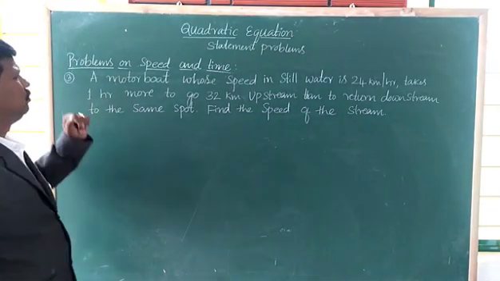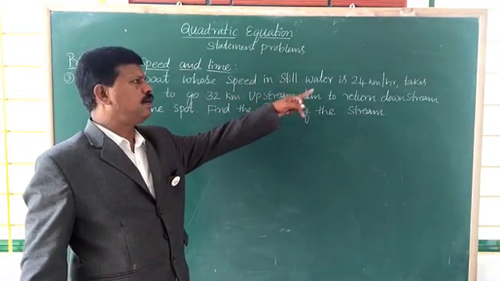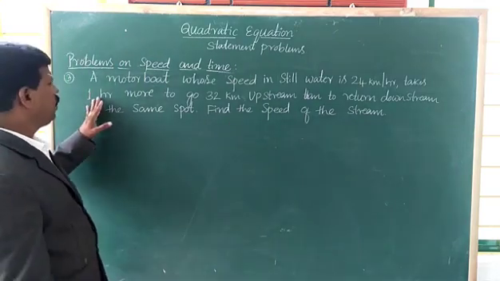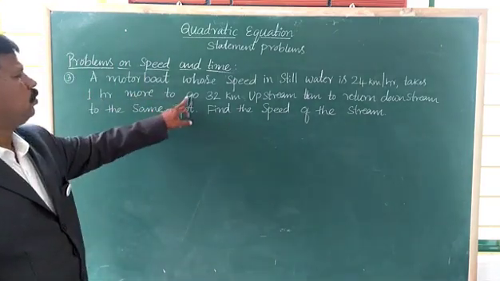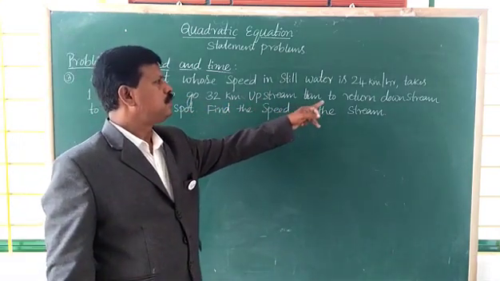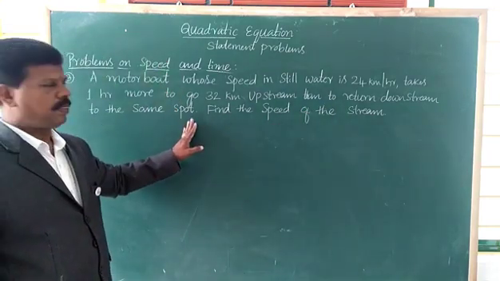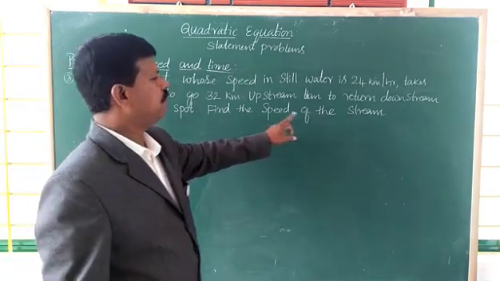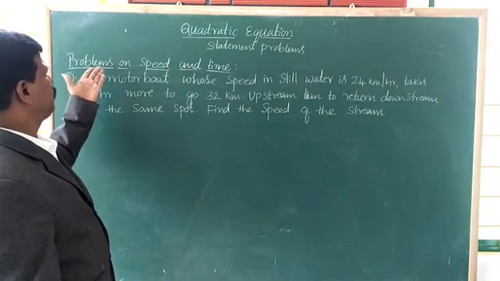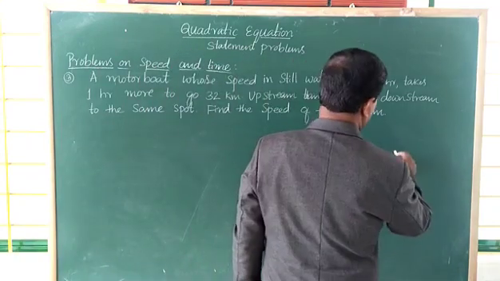Now, let us take the third one. A motor boat whose speed in still water is 24 km per hour takes 1 hour more to go 32 km upstream than to return downstream to the same spot. Find the speed of the stream. So this is the problem related to speed and time. You are familiar with this.